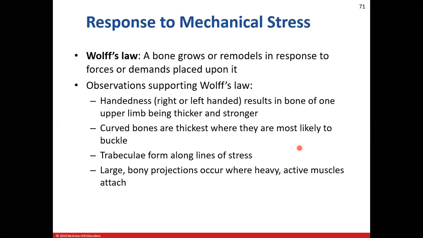And that's where we start to see a lot of these projections. Now, I said I would come back up here. One of the best examples that we see with this type of, it may not necessarily be handedness, but what we do see with bones becoming thicker and stronger, and this can be developed, is oftentimes with martial arts.